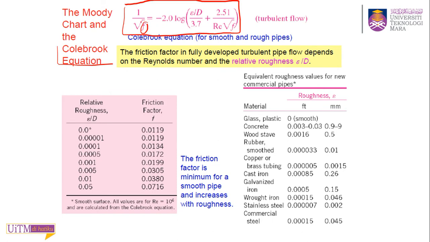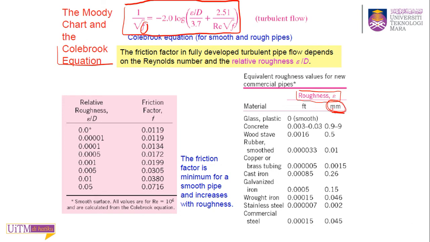It's a long equation, right? So in this equation, this sigma is the roughness of the material of the pipe. They give you this table: if your pipe is made from glass, concrete, stainless steel, iron, or copper, you can find the roughness of that material using this table. They give you the roughness in millimeter.